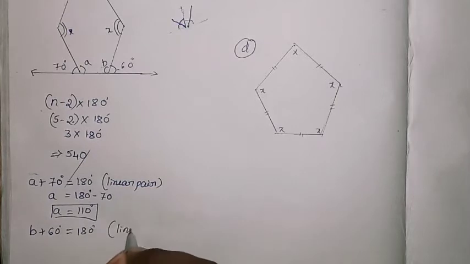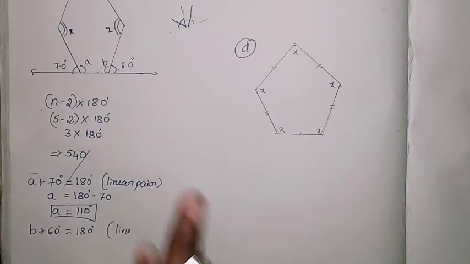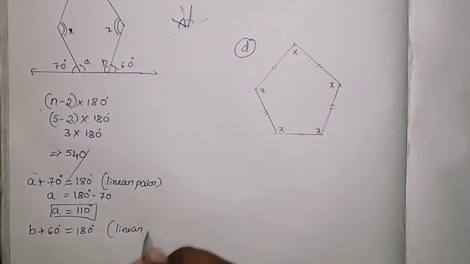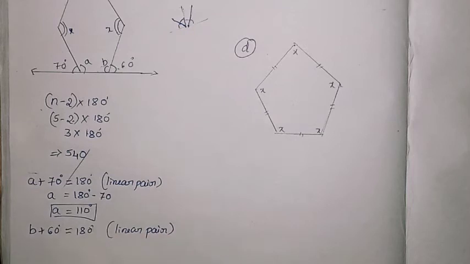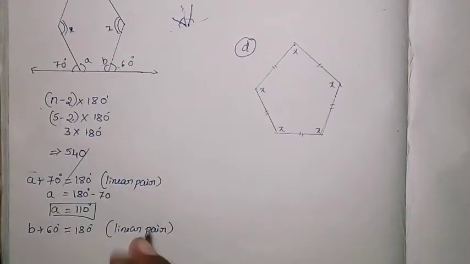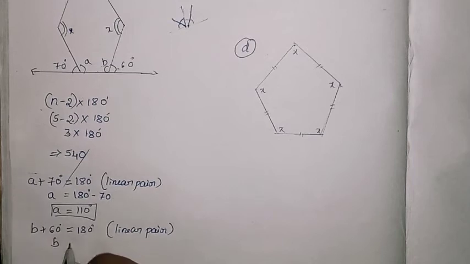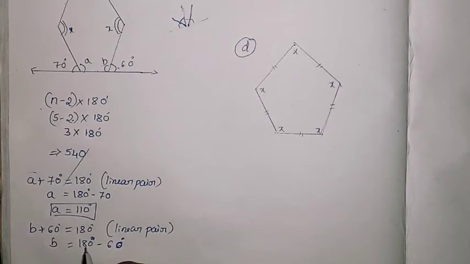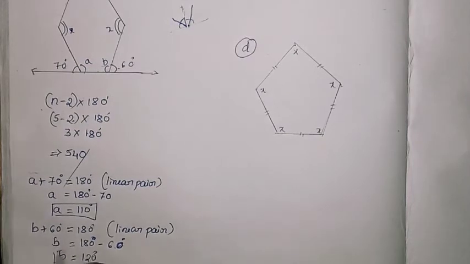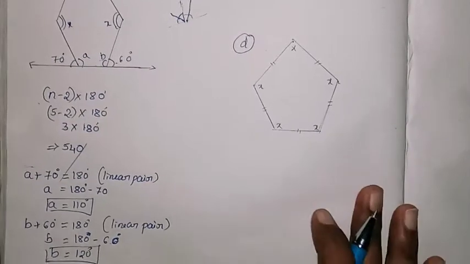Without a reason it is not valid, so you have to mention the reason: linear pair. Why did we write B plus 60 is equal to 180 degrees? Because it is the angle formed in a linear pair. So the B value is 180 minus 60, so B is equal to 120 degrees. So now we got the A and B values.